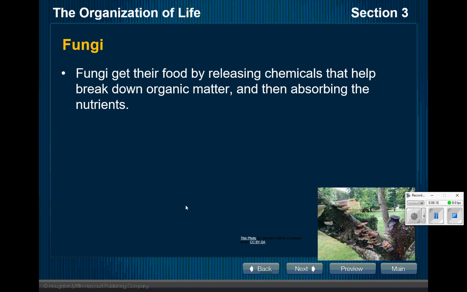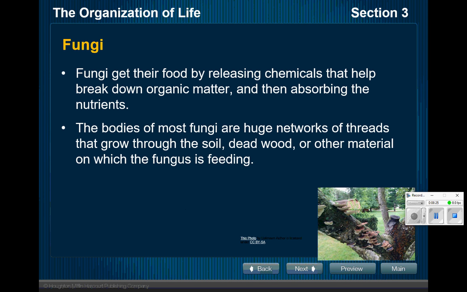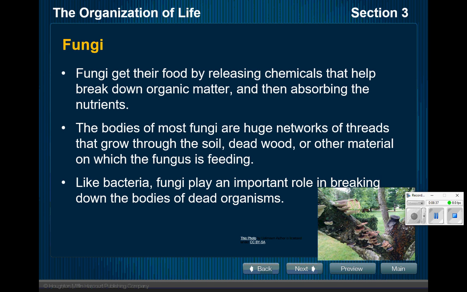Fungi get their food by releasing chemicals that help break down organic matter and then reabsorb them. So that makes them what we call decomposers. The bodies of most fungi are huge networks of threads that grow through the soil, dead wood, or other material on which the fungus is feeding. So if it wasn't for these guys breaking down stuff like the bacteria, then you would have a lot of dead organic matter lying around. We'd be buried in it. So they play a very important role in breaking down the bodies of dead organisms. Get that down in your notes.